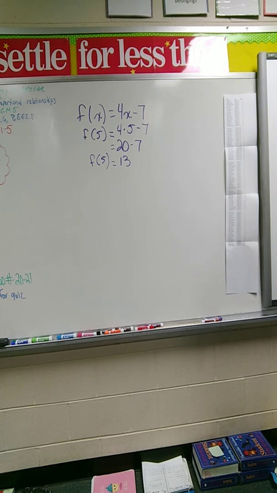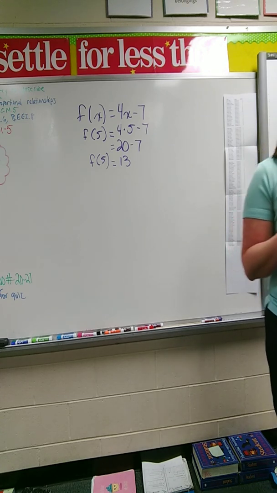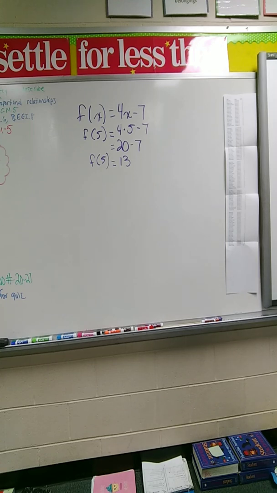If we look at our example, the directions say, if f of x equals 4x minus 7, find each function value. And then it says, for example 3, f of 5. So it will tell us that part. Okay? Alright, any other questions?